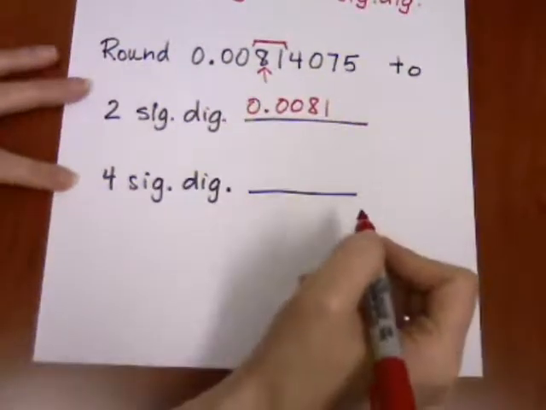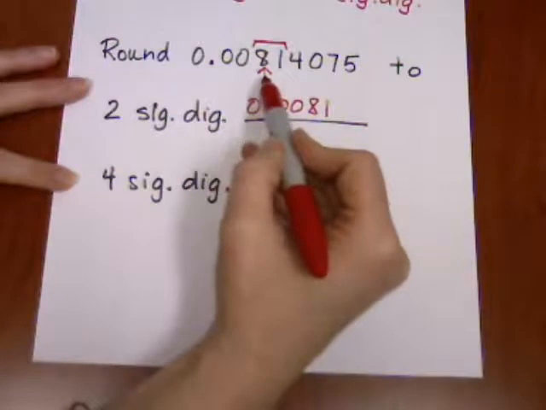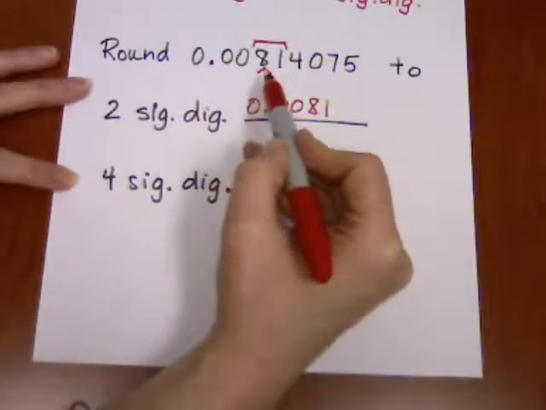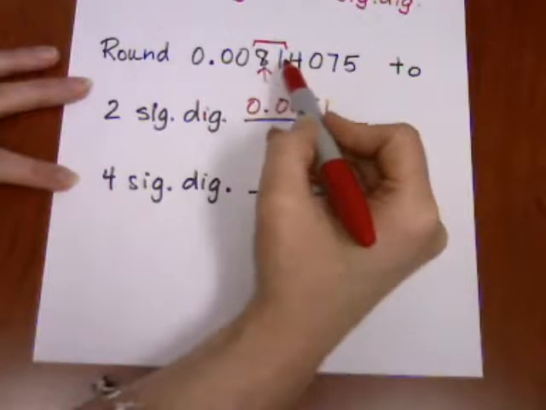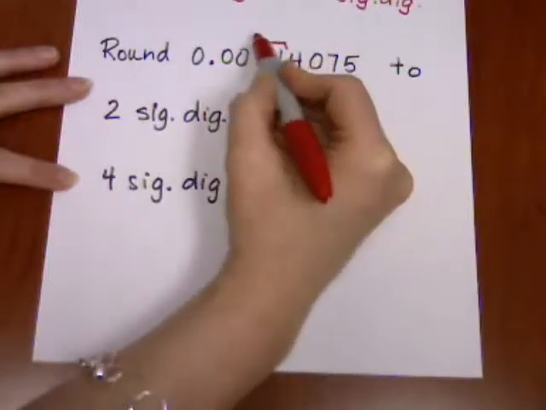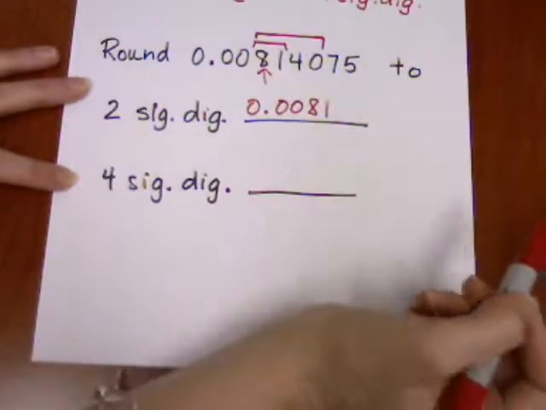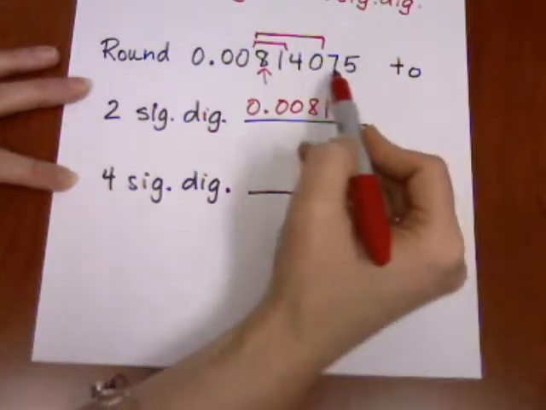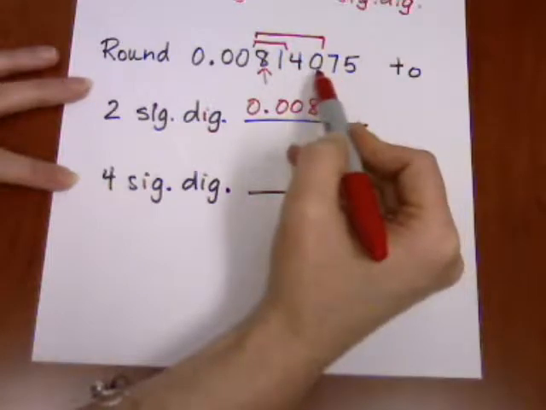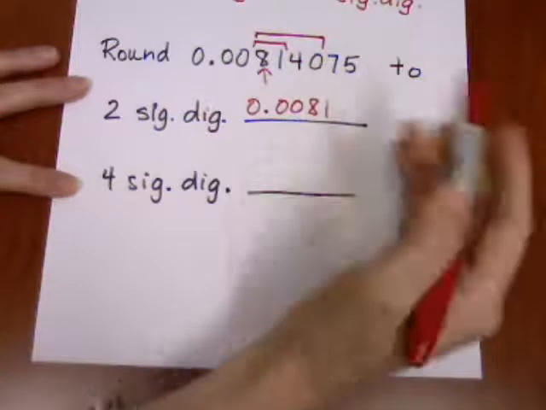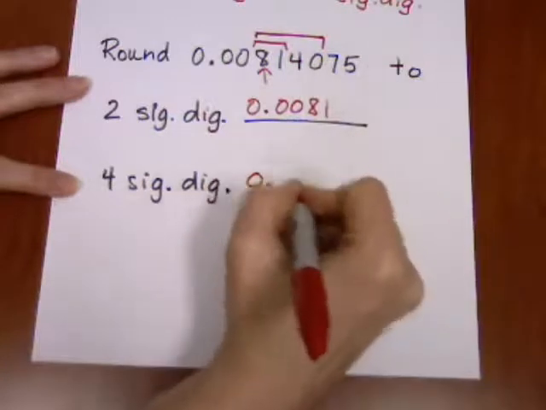For 4 significant digits, again I start with 8 as my first significant digit, and then I find my next 4. This time I have 8, 1, 4, and 0. Those are my 4 numbers, but before I write my answer down, I need to look at the next one, which is a 7. Notice it's 5 or bigger, so I do need to round the 0 up to a 1. So here is my answer.